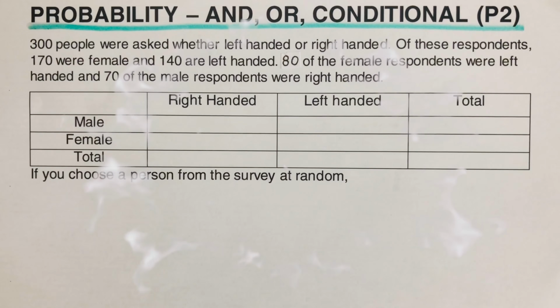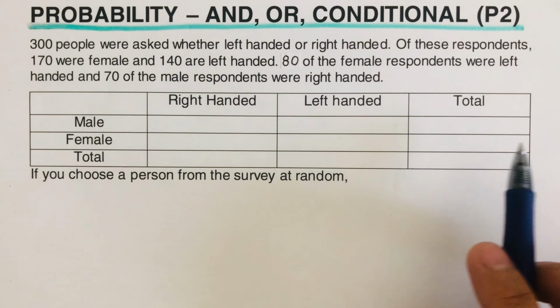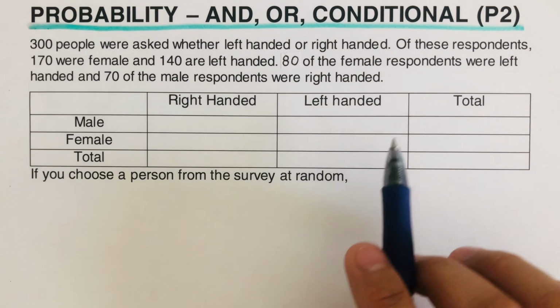Everyone, in this video we are going to determine the probability given a two-way table. This is the second part. I will put the link of the first part in the description box below. The difference between the first and this part right here is that in this table everything's empty. So there are no given values that we have here.